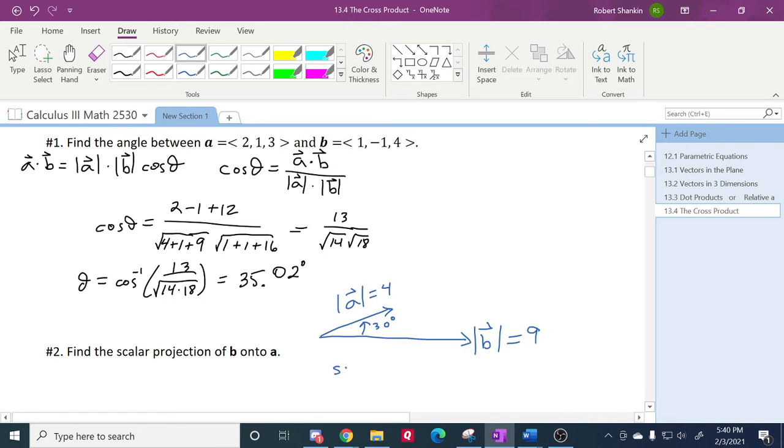I'm starting to remember the notation. Scalar projection, you read it of B onto A. Remember, you have to go backwards. Find the scalar projection of B onto A. Now, when we had done it before, we made a 90-degree angle over here. That would be A onto B.